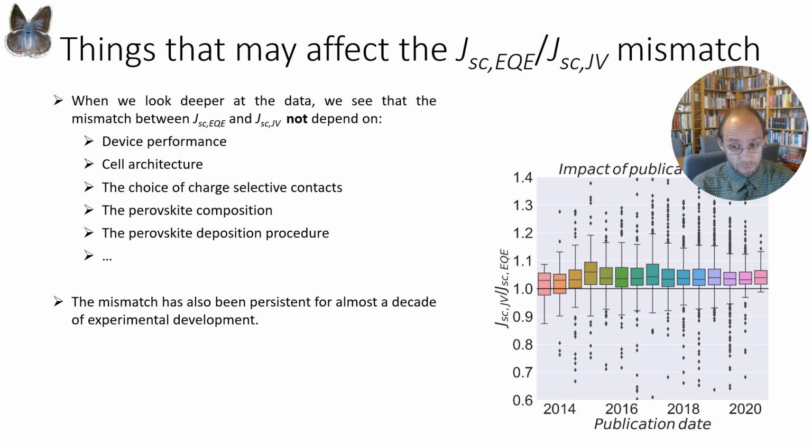But we can, however, exclude a lot of possible reasons based on the data. We can, for example, say that this discrepancy does not depend on device performance, or on cell architecture, or on the choice of charge selective contacts, or on the perovskite composition, or on the perovskite deposition procedure, or really on anything we were able to check on. And this effect has also been persistent in time for almost a decade of experimental development, indicating that there truly is something interesting going on here.